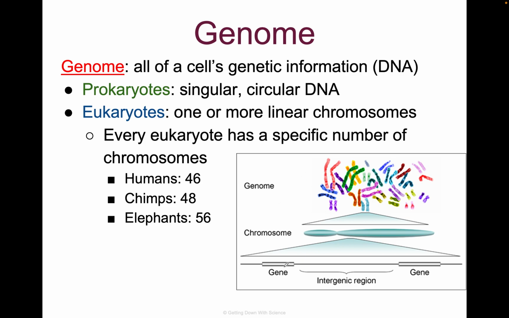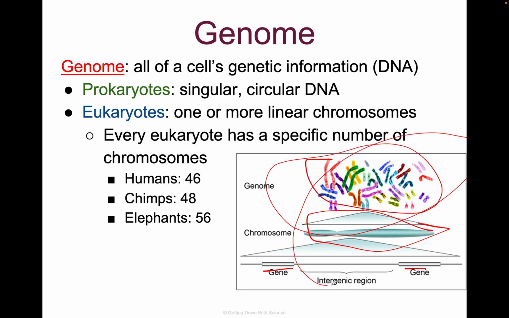So you can kind of see over here, there's a gene here and a gene here. The whole thing together is a chromosome, and then you get all those chromosomes. This is your genome. This is everything.